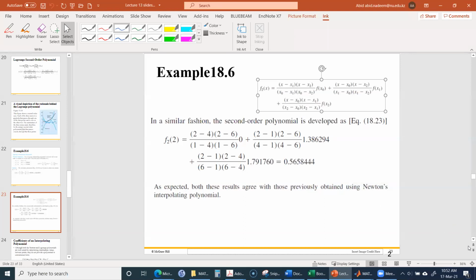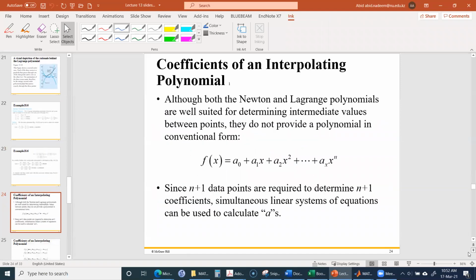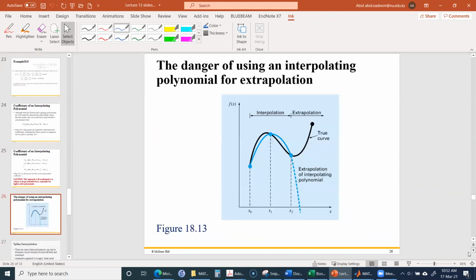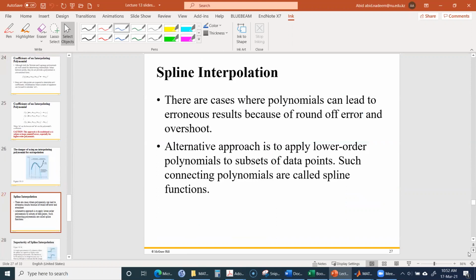All right, so this was the Lagrange method which we covered today. The third main method in this topic is spline interpolation. This spline interpolation we will cover in the next class on Friday.